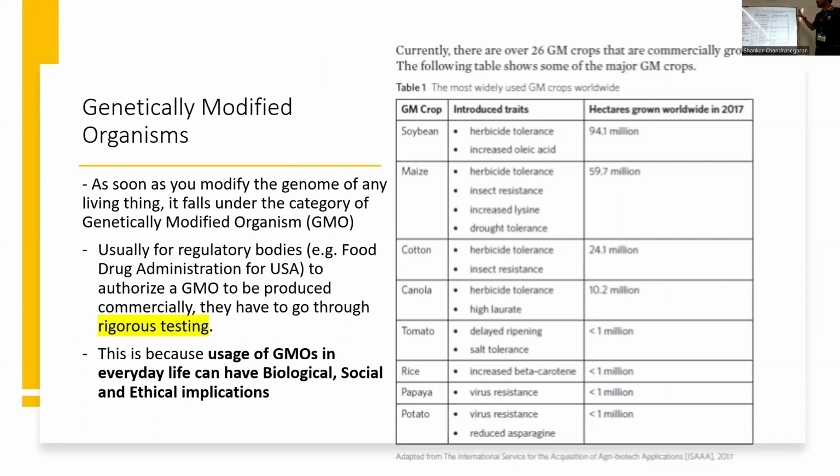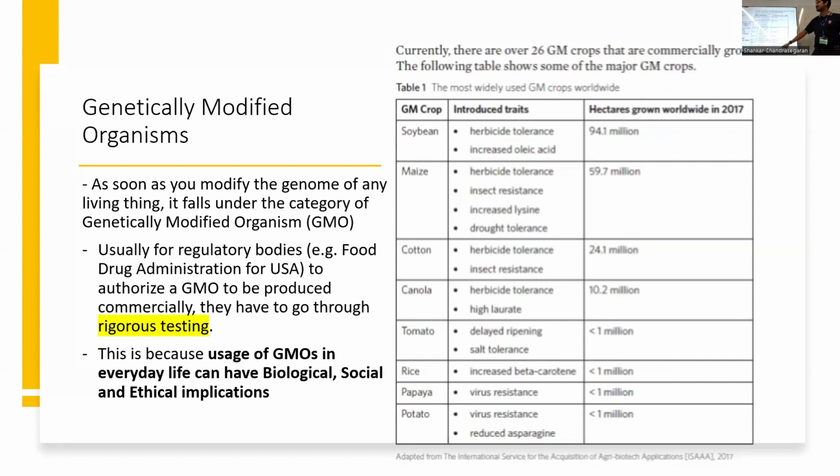Okay, genetically modified organisms. As soon as you modify the genome of a living thing, it becomes a genetically modified organism, as we looked at just now. For any genetically modified food or organism to be produced as food for human consumption, it needs to go through rigorous testing. You probably don't even realize, but so much of the food you're eating now has already been genetically modified. It's become very common to genetically modify your food to give it certain traits.